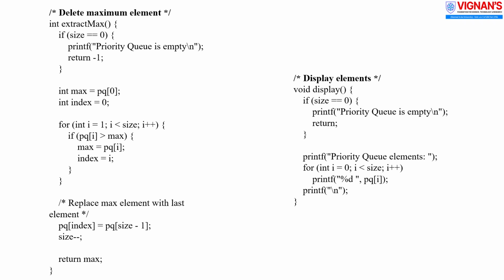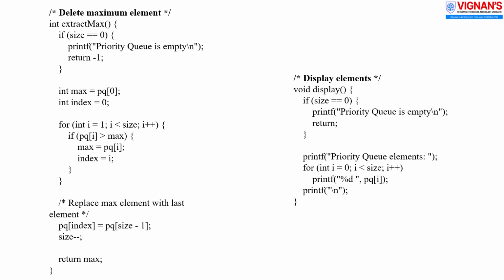Display operation. This function is called display. It is used to show all the elements present in the priority queue. First, it checks whether the queue is empty. If the size is 0, it prints that the priority queue is empty and returns. If elements are present, it prints a message indicating the priority queue elements. Then it displays each element one by one.